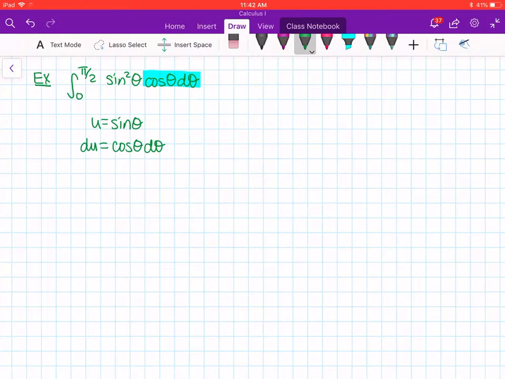However, we see that there's limits of integration. So we can either solve it in general or change the u's. So let's do it this way. Let's do it in general, and then we'll substitute back in for the limits of integration. Now, like I said, you can do it either way. Just keep that in mind. So we're going to do it in general.